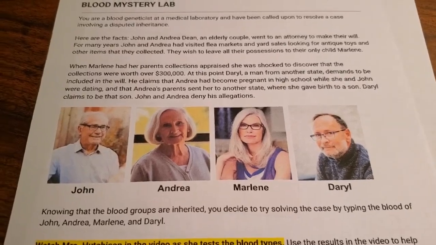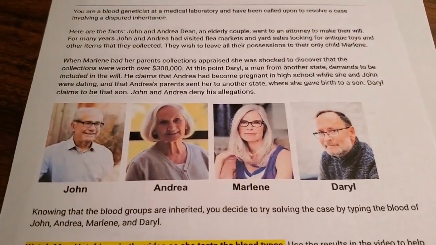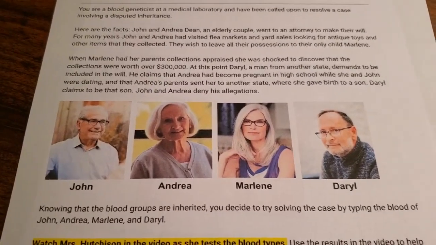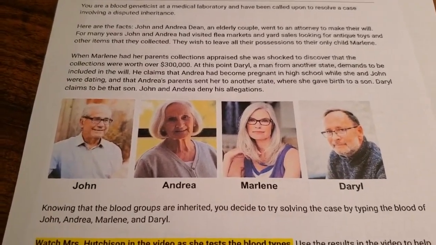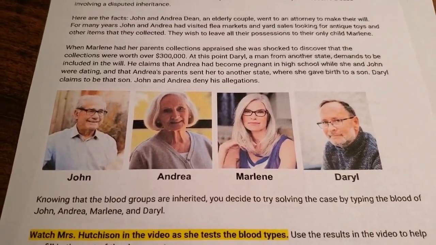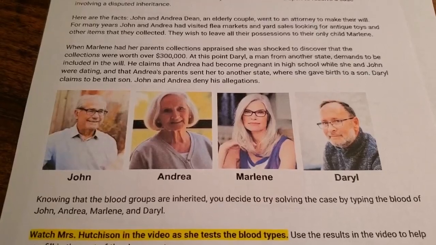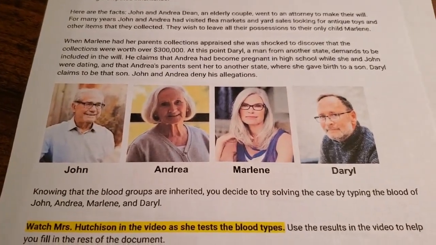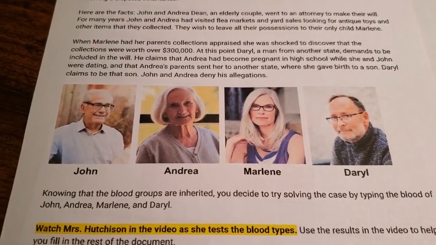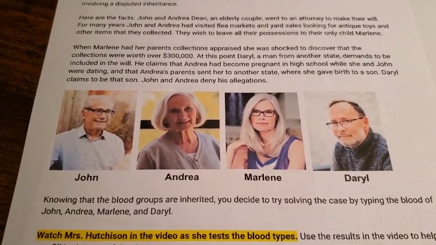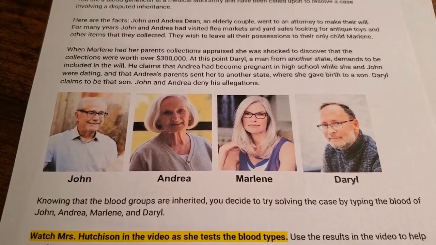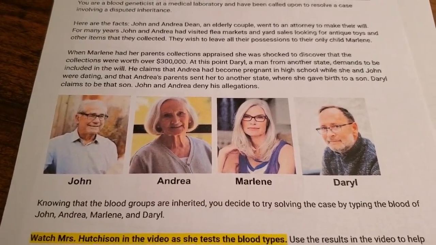All right, so if you've read the first part of your lab, you know that we have a bit of a mystery here. There's 4 people, John, Andrea, Marlene, and Daryl. John and Andrea have come into a lot of money they didn't even know that they had, and they want to leave it all in their will to their daughter, Marlene. Daryl has apparently found out about this and claims he is the long-lost son of Andrea and John and wants some of the inheritance. Well, there are many ways to figure out if Daryl is in fact their son.